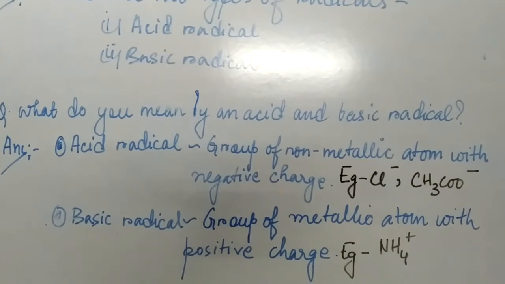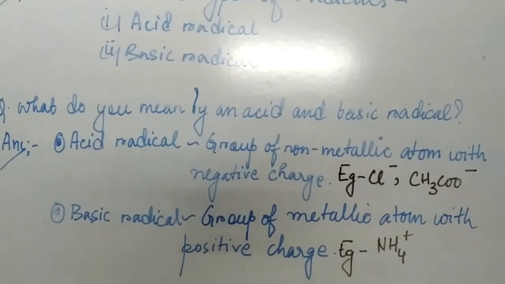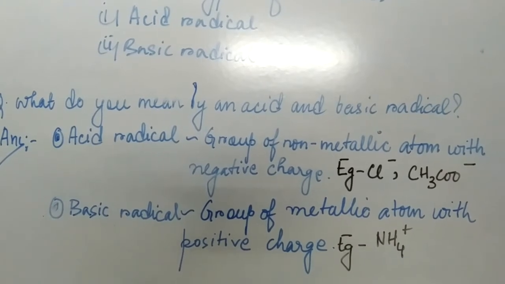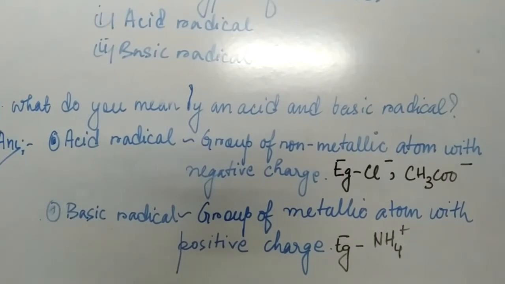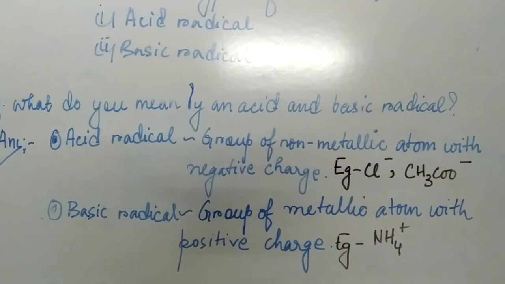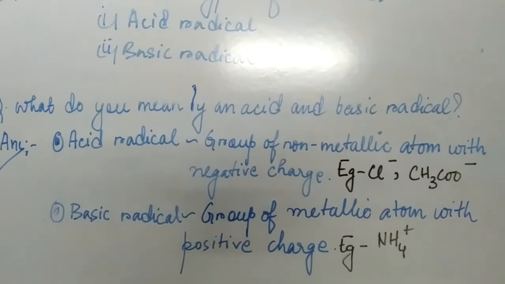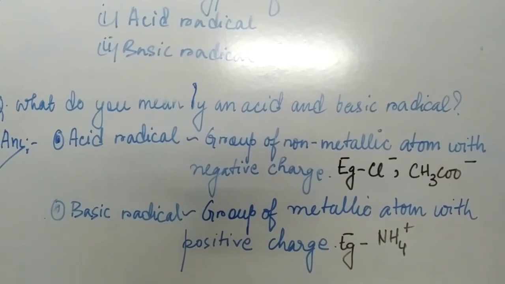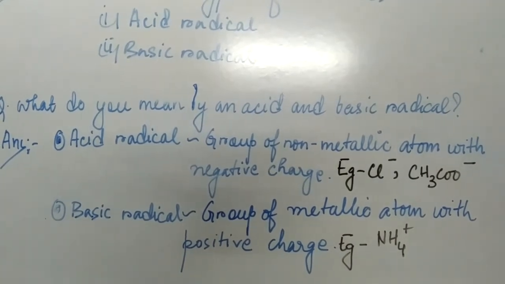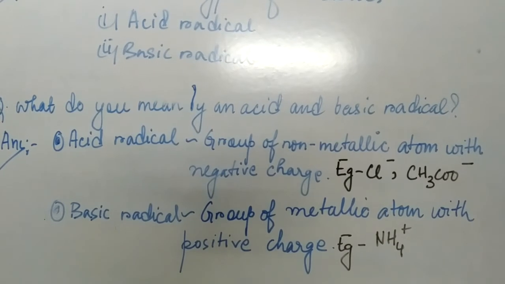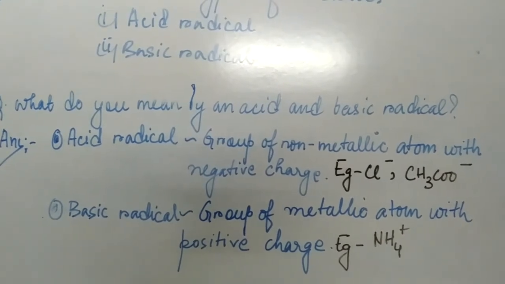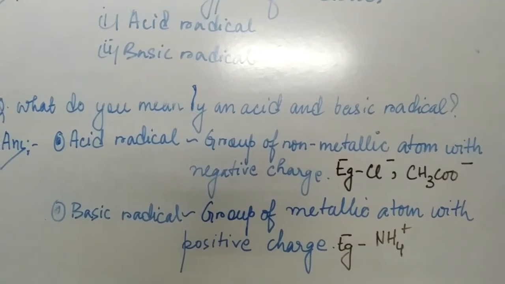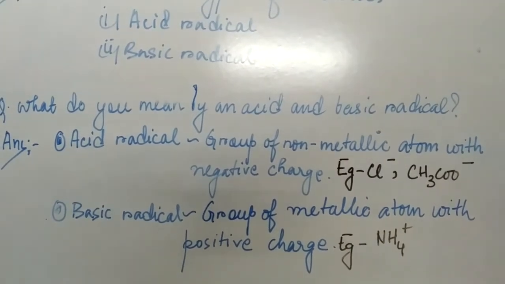Next is basic radical. Now, they are a group of metallic atoms with positive charge. Then again, this positive charge, as you all can see, in case of NH4 it is +1. And this +1 indicates that it has donated one electron to some other radicals, elements or compounds, atoms, so that a chemical reaction can occur. Therefore, they are basic radicals.